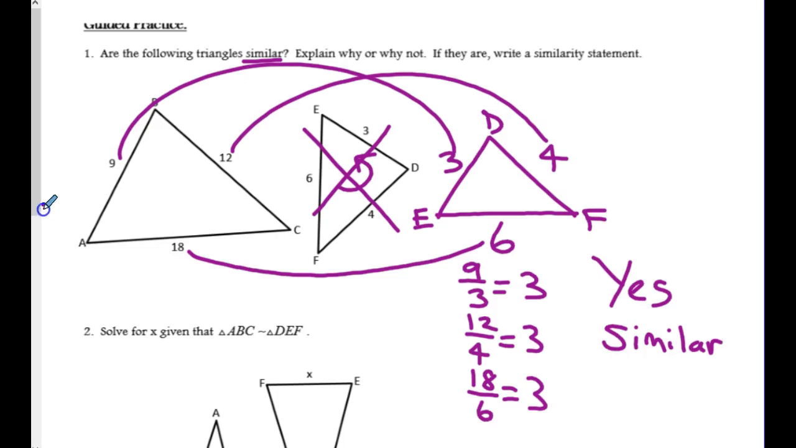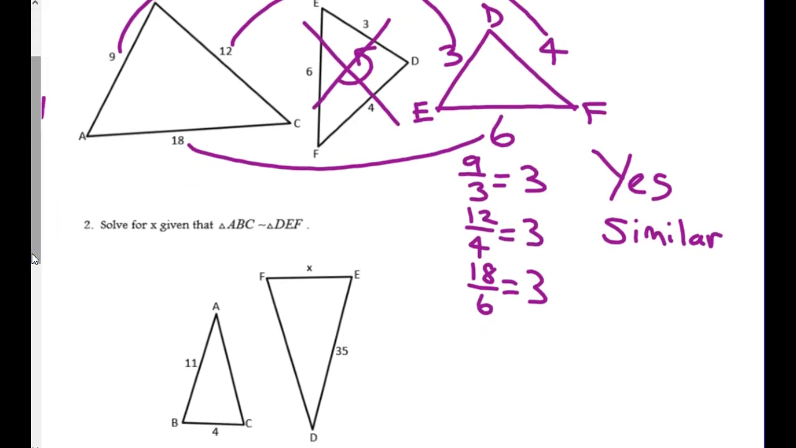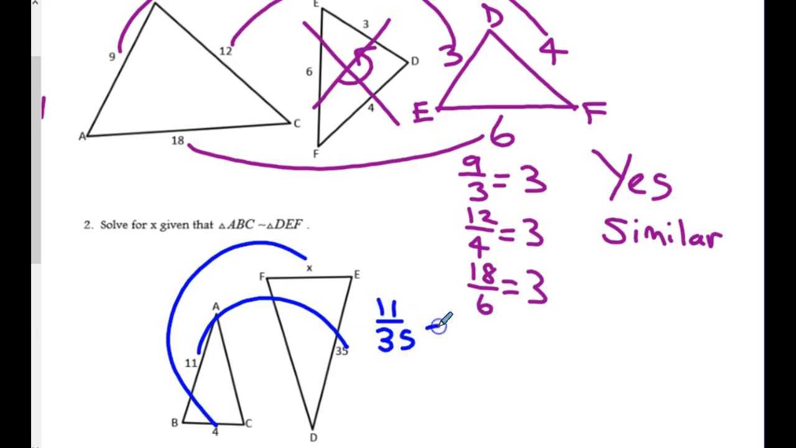Let's do number 2 real quick. Number 2 should be kind of easy. On number 2, we're going to set up our 2 arcs, right? What does 11 correspond with? 35. 4 corresponds with x. So 11 over 35 equals 4 over x. And then we're going to cross multiply and divide.